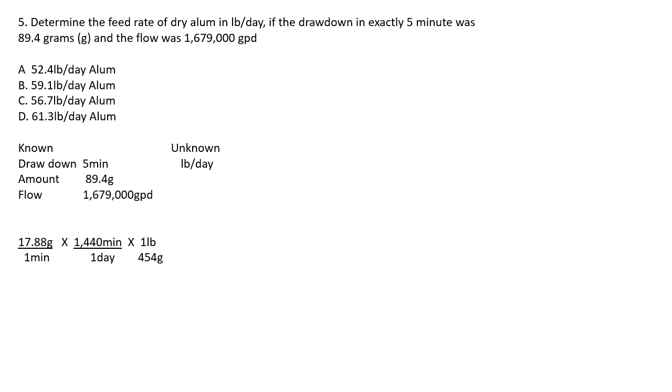And there are 454 grams in a pound, so the grams are going on the bottom, so they cancel out. So what we're going to do is 17.88 grams per minute times 1,440 minutes in a day divided by 454 grams in a pound. Your grams cancel out. We're left with pounds per day. So you do your math. And the answer is 56.71. So your closest answer is C, 56.7.